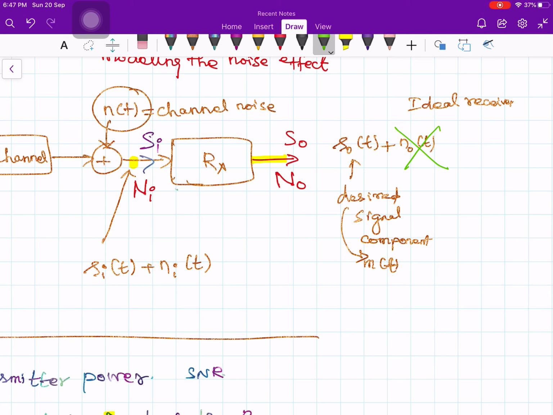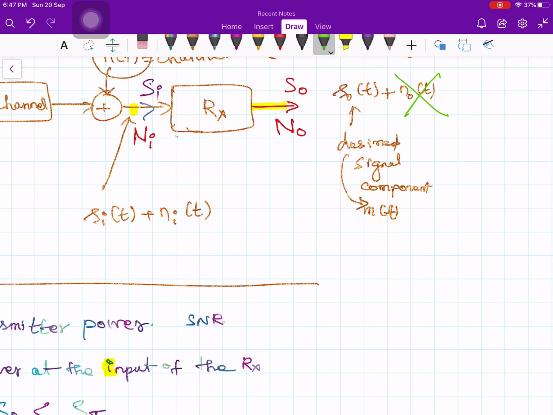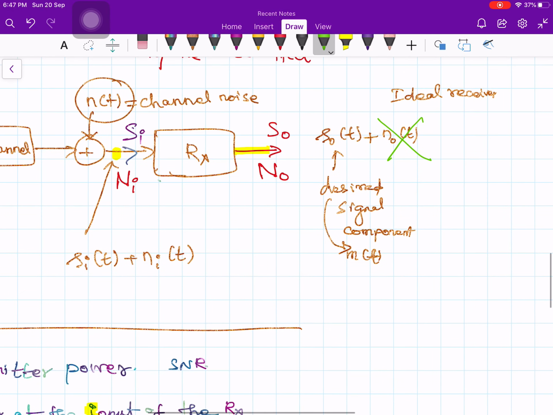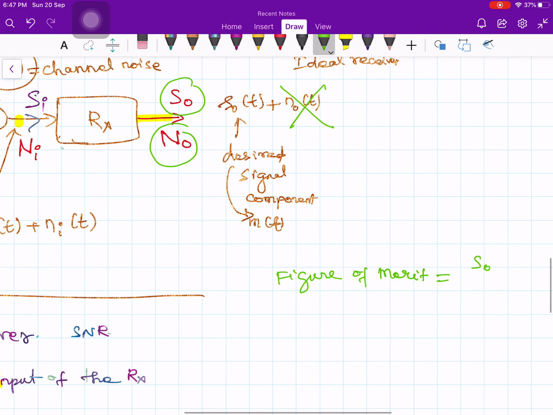The second parameter that we are interested in is the figure of merit, which is very important for us. It relates the output signal power and the output noise power. So the figure of merit is the output signal power divided by the output noise power, the output signal to noise power ratio. When I say output, I mean at the output of the receiver.